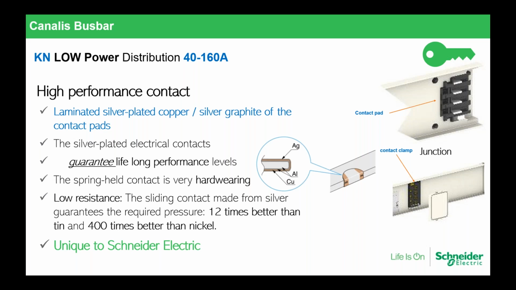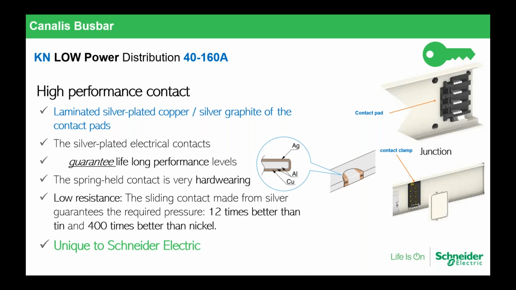And I will share this slide with you because it's one of our value added with the Canalis aluminium bus bar we have in the market. So we have this patent. Definitely the main bar is aluminium, but at every junction, every contact, every tap-off unit, and so on, these contacts are silver-plated copper. So they are laminated silver-plated copper at every contact.